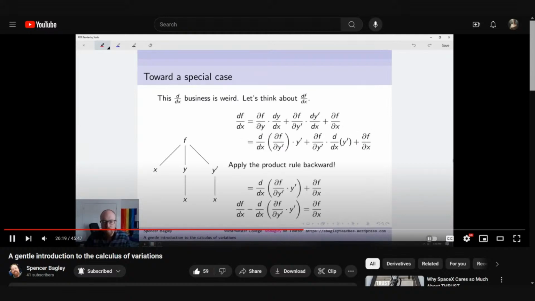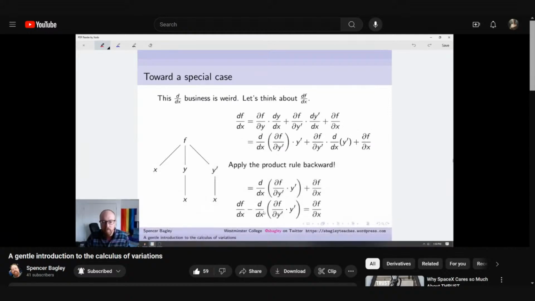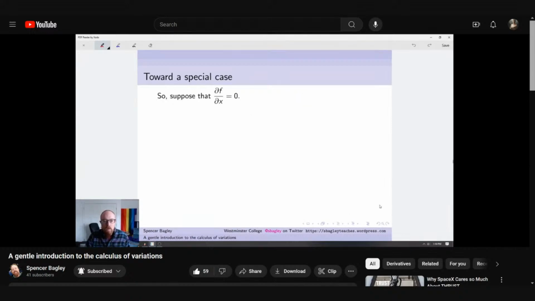Then if I just subtract this term over, I end up with this equation, which I think you can see is true. So I said earlier that a lot of functionals that we care about are not going to depend explicitly on x because things are autonomous and don't change when you shift from left to right.